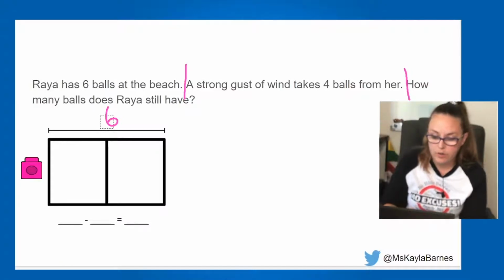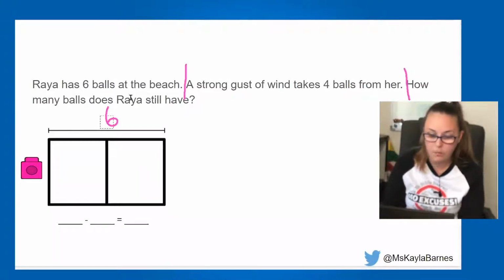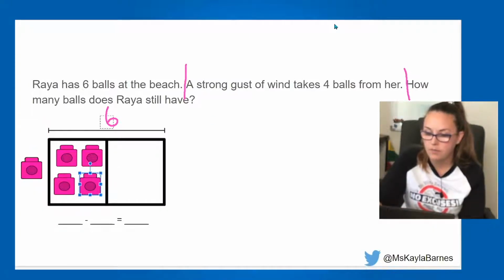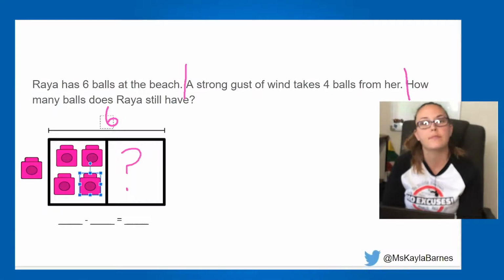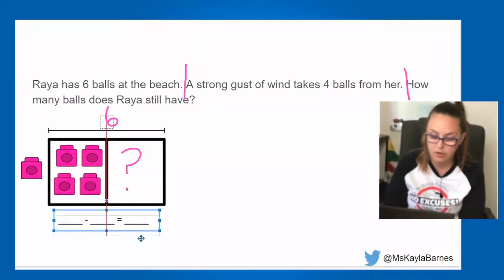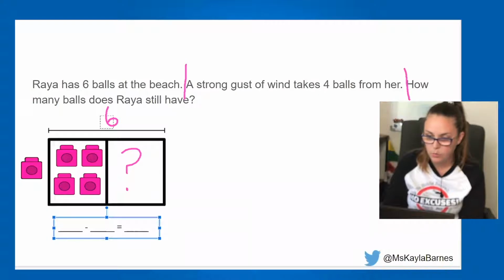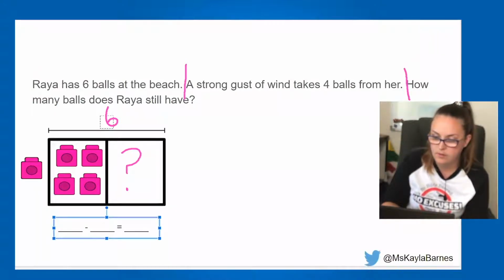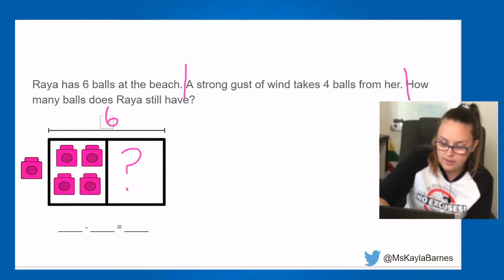So over here, we are going to model that the wind took 4 balls. So 1, 2, 3, 4. And we have to calculate how many balls Rhea still has. Okay, great job. So our subtraction sentence, when we are ready to solve it, remember where the pieces of the table go. Our subtraction problem will look like this. 6 minus 4 equals what?